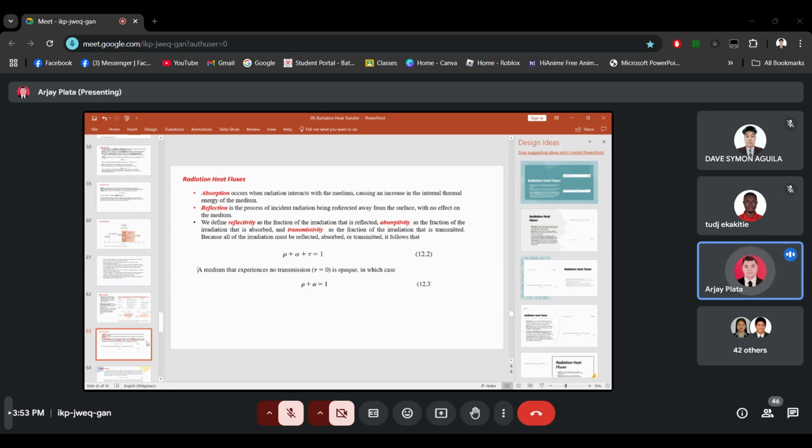You have radiation heat fluxes here. We have absorption, reflection, and transmission. So let's define them. Absorption, of course, is when radiation interacts with the medium, causing an increase in thermal energy of the medium. Reflection is the process of incident radiation being redirected away from the surface with no effect on the medium. So when the object is opaque, it reflects the radiation.